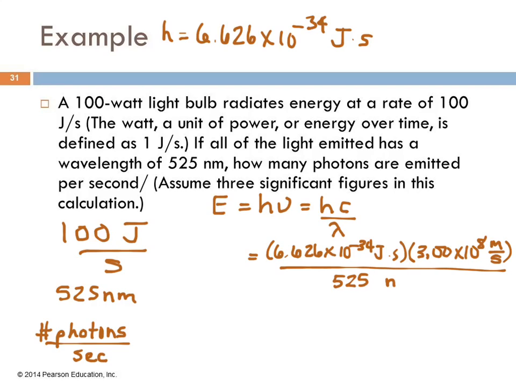525 nanometers. But I want meters, because I've got meters per second here. What does nano mean? 10 to the minus 9th. So how about instead of writing nano, I'll just write what it means. Times 10 to the minus 9 meters. That's the same as 525 nanometers. I just wrote the full meaning of nano instead of the abbreviation.